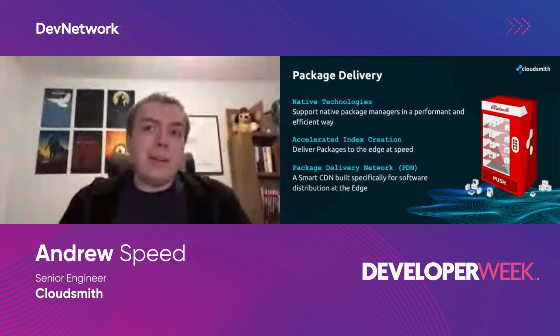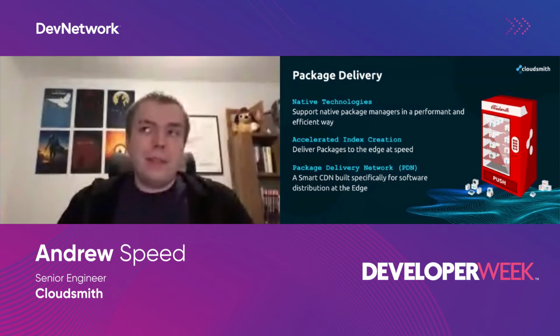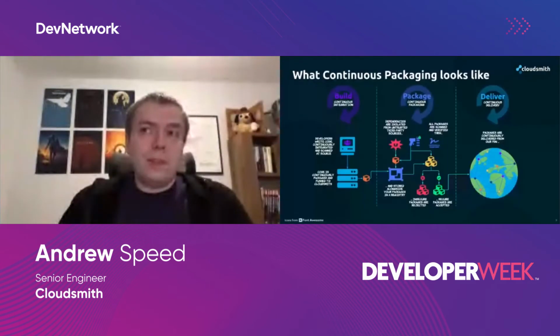So what does this look like in practice? This is what we're here to cover today, right? Integrating continuous packaging into your CI and CD pipeline is pretty frictionless. The way this works is that on the left-hand side you can see we've got your CI build process. Your developers will merge code into your main branch. It will be built and tested by your CI server, which will then upload that into Cloudsmith.